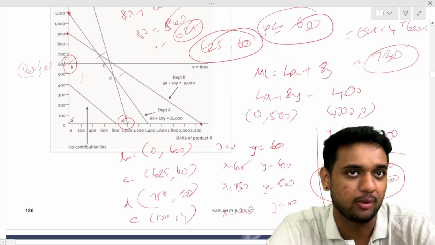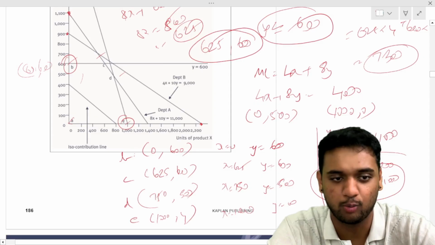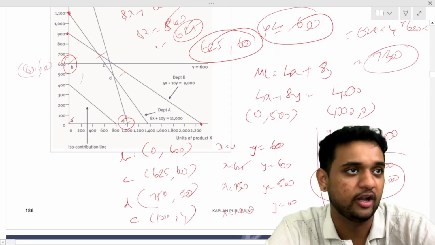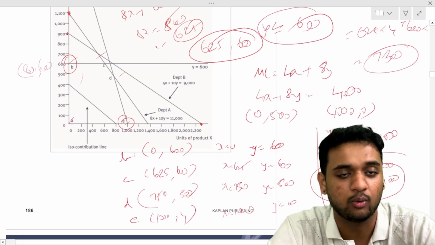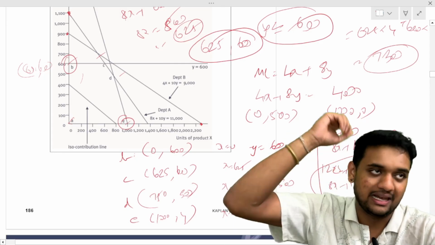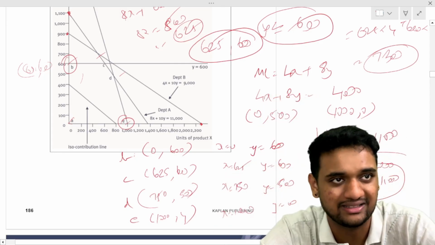Whichever gives us the maximum contribution. We have 4 points. In these 4 points, whichever gives us the maximum contribution is what we will take. If we take point B, what is x and what is y? Point B, x is 0, y is 600. Always tell x first, y second.